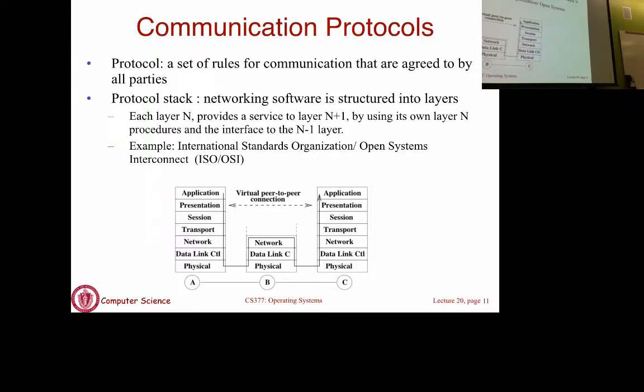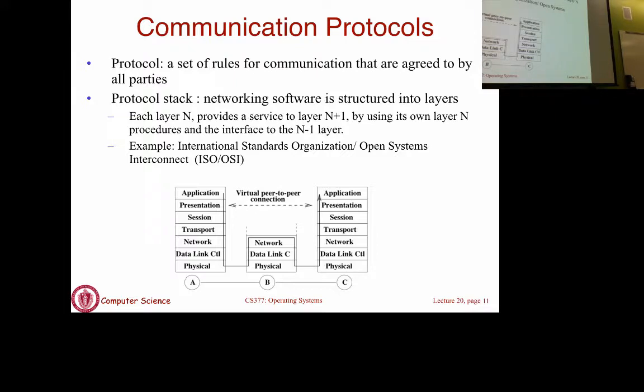So essentially, at each layer, you have to use the same protocol, speak the same language. Now let's talk a little bit about what these layers mean. Okay? So if you remember when I was talking about the layered approach to OS design, I said the only place where it's actually useful is the networking component of the operating system.